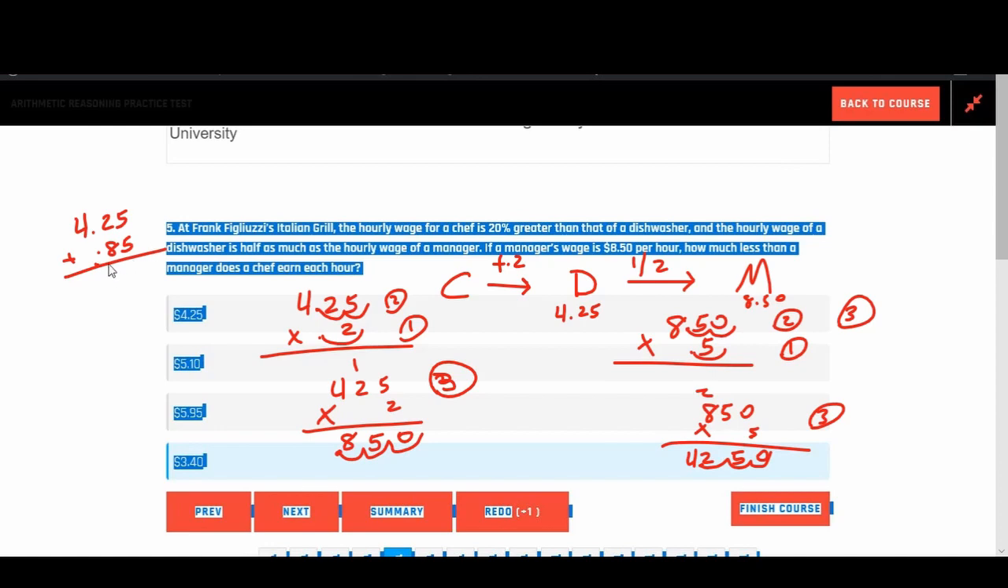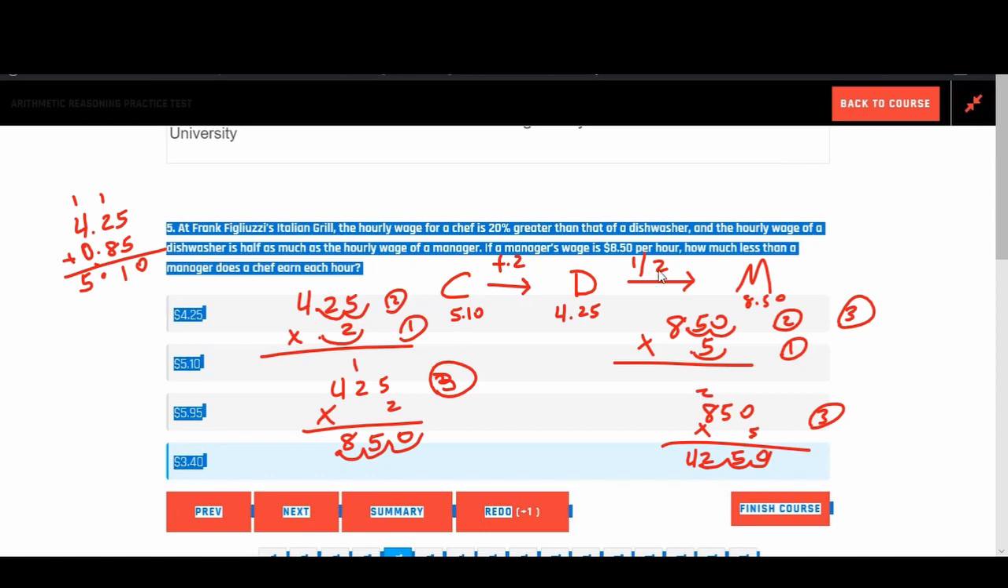All right. The key to adding decimals is just to drop the decimal in place. You can add a 0 placeholder here if you need it. 5 plus 5 is 10. Carry a 1. 2 plus 8 is 10. Plus 1 is 11. Carry the 1. 4 plus 1 is 5. So we know the chef makes $5.10 an hour.